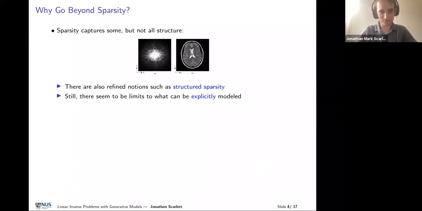So I guess we should ask why we might want to go beyond sparsity. Basically, the answer is that sparsity captures some, but not necessarily all of the structure in typical data sets. One of the proposed applications of compressed sensing was medical imaging. So this is an MRI scan of a brain, and this is its Fourier representation.